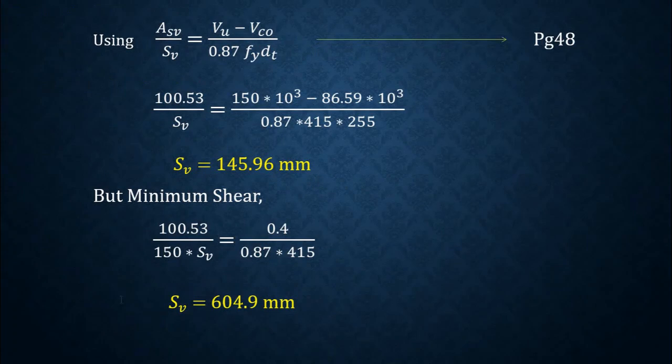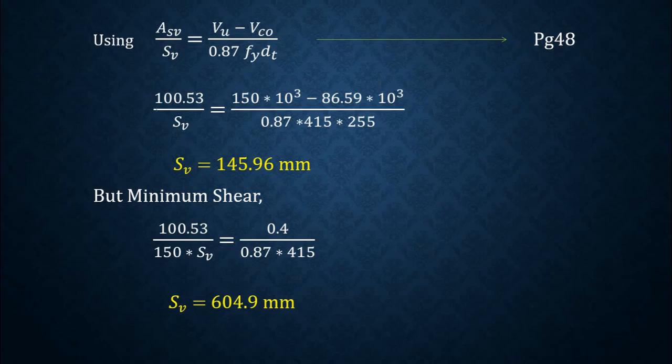For that, the formula is ASV by SV is equal to (VU minus VCO) whole divided by 0.87 Fy into dt. This is available in page 48 of IS 1343. Substitute the values. Except SV, we know all the other values.